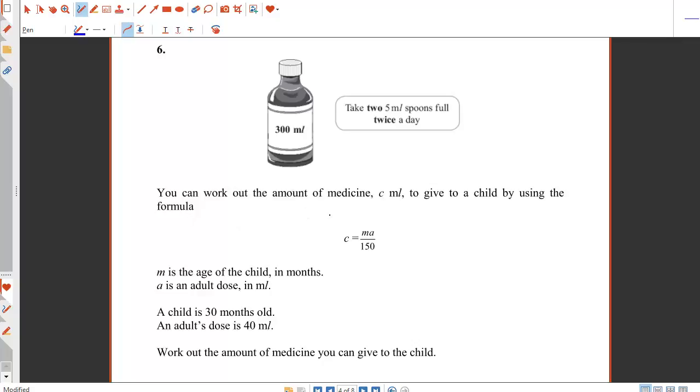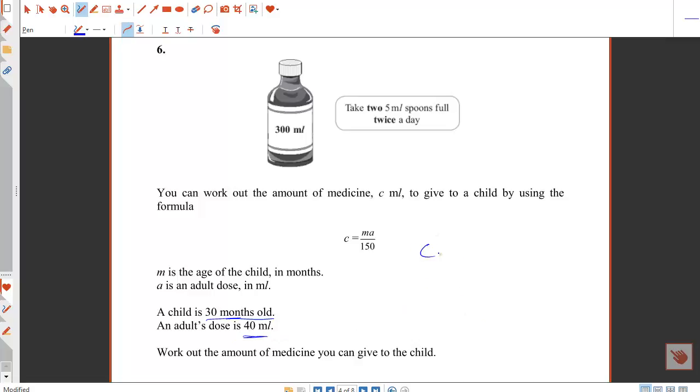You can work out the amount of medicine to give to a child by using this formula, C equals MA over 150, where M is the age of the child in months and A is the adult dose in milliliters. We're told that the child is 30 months old and an adult dose is 40 milliliters.